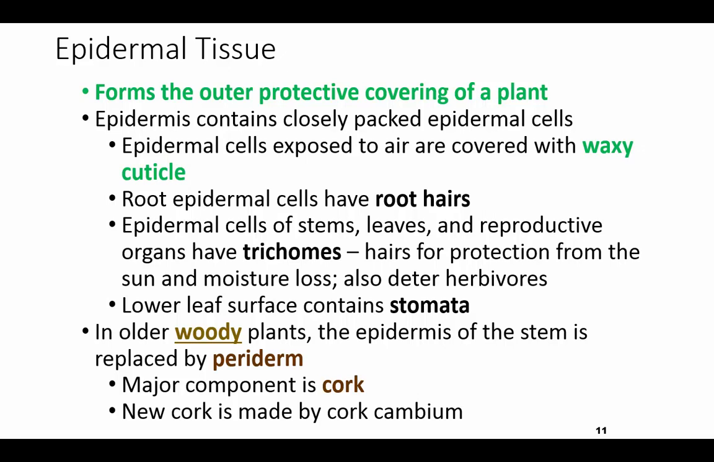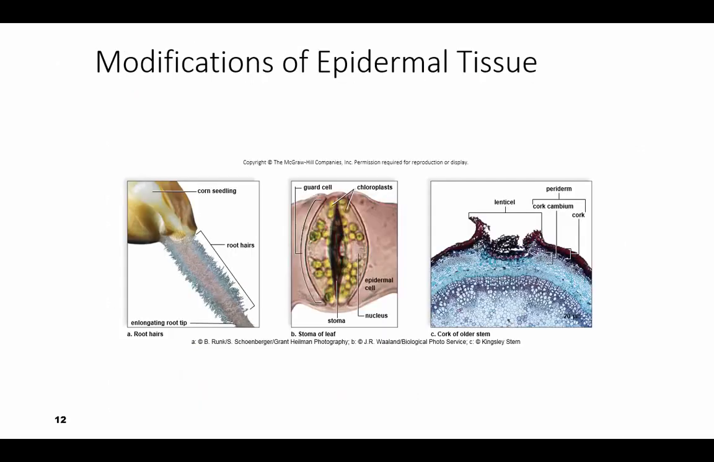In your older woody plants, that epidermis of the stem is going to be replaced by periderm. And this is a major part of cork. And new cork is going to be made by cork cambium, which is meristem. And the old cork cells just get sloughed off. You can look at these modifications here.